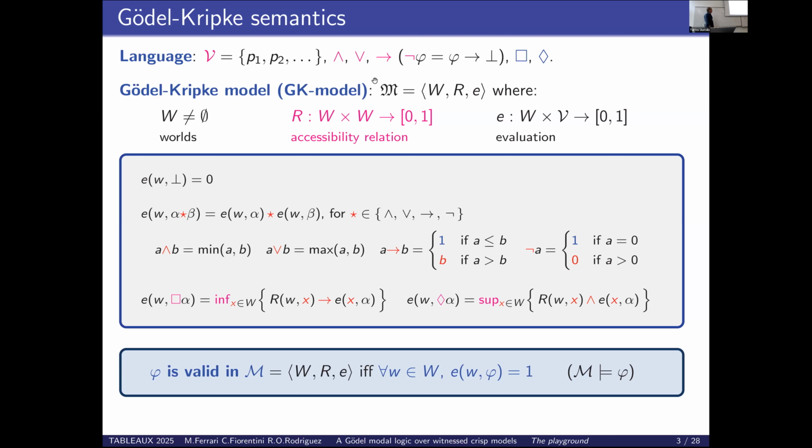So in the case of box alpha, you have to take the value of R(w, x) implies the value of x for alpha, and in the case of the diamond, the supremum over the conjunction of the two. The notion of validity is the usual one: a formula is valid in a model if in every world its weight is 1.